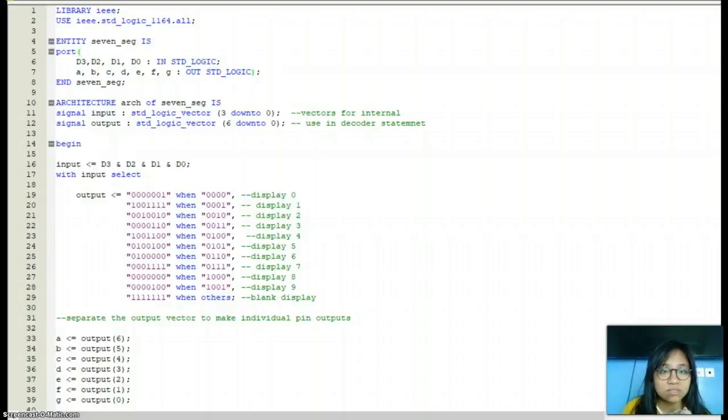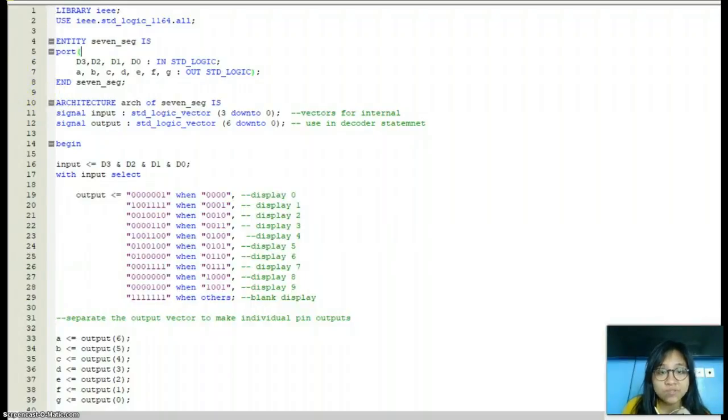So when we declare our signal input, our standard logic vector is 3 down to 0 because we need at least 4 bits to display up to 9. And our output will be 6 down to 0 because of our A, B, C, D, E, F, G that corresponds together with the LED that is on the board. So this shows that, we'll declare our inputs and our outputs.